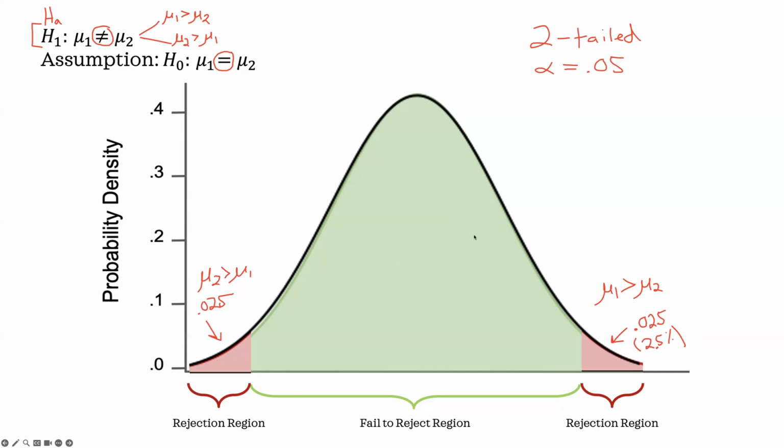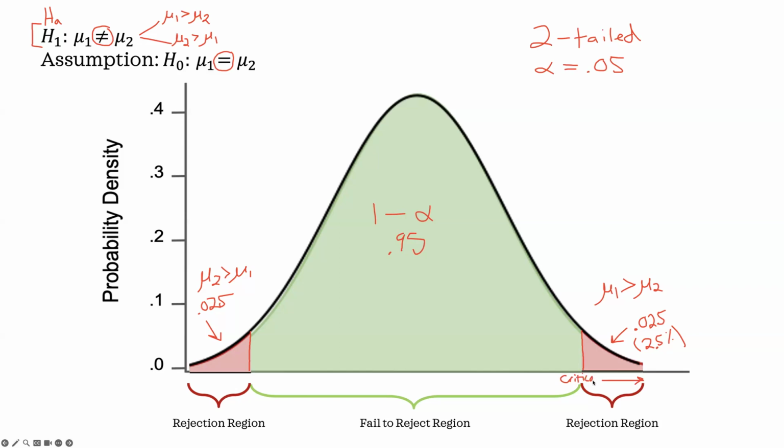So when we're doing a two-tailed test, we're looking for our observed value to fall in the most extreme 0.025 or 2.5% on either side of the distribution. And then this fail to reject region is just 1 minus alpha, which is 0.95 or 95%. So if your critical value is what you're using to determine your cutoff point here, then you would need your value to be more extreme than the critical value here.